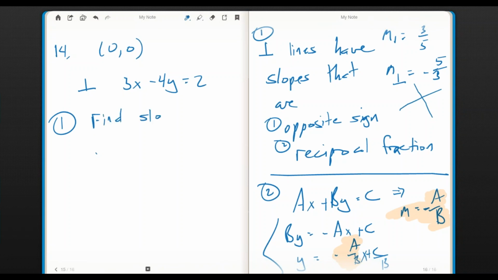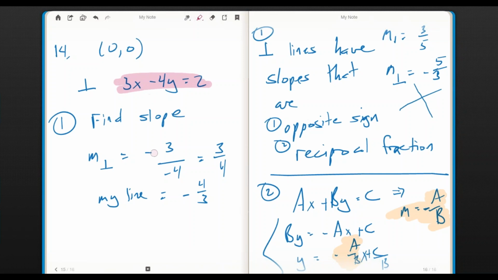In this case, I'm going to find the slope by saying the slope of the perpendicular line is negative a over b, so negative 3 over negative 4. So that's the slope of this line. My line that I want to find the slope of is the opposite sign and the reciprocal. So the slope of this line is 3/4. The slope of the line I'm finding, I call my line, is -4/3.